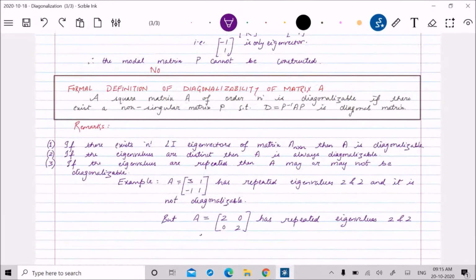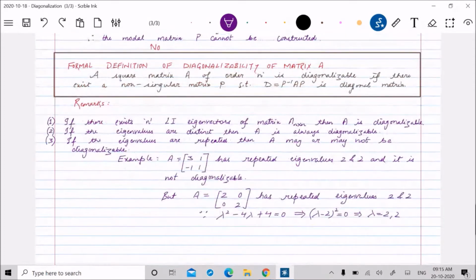Let me write it. Lambda square minus trace of A lambda plus determinant of A. What is the trace of A? Trace is the sum of diagonal elements, that will be 4. The determinant of A will be 4 minus 0, that will be 4, equal to 0. This implies lambda minus 2 whole square equal to 0, and that gives you lambda equal to 2, 2. That's why I have written that the eigenvalues are 2 and 2. It has repeated eigenvalues, but in fact A is diagonalizable, and why I'm saying so, because this is a born diagonal matrix.